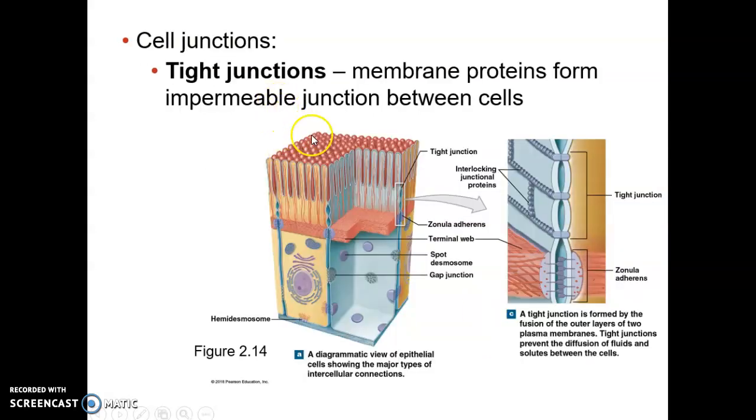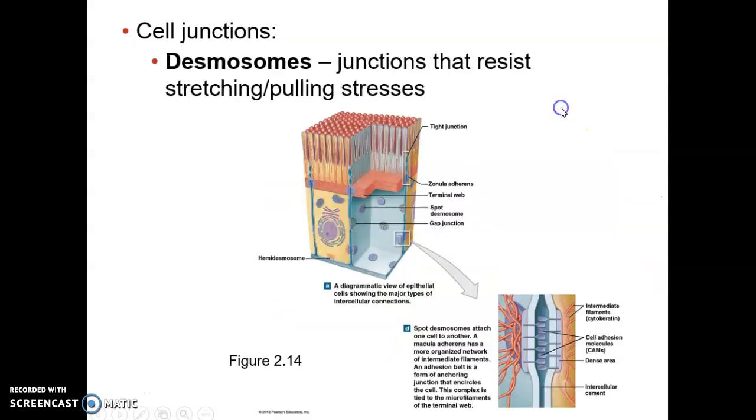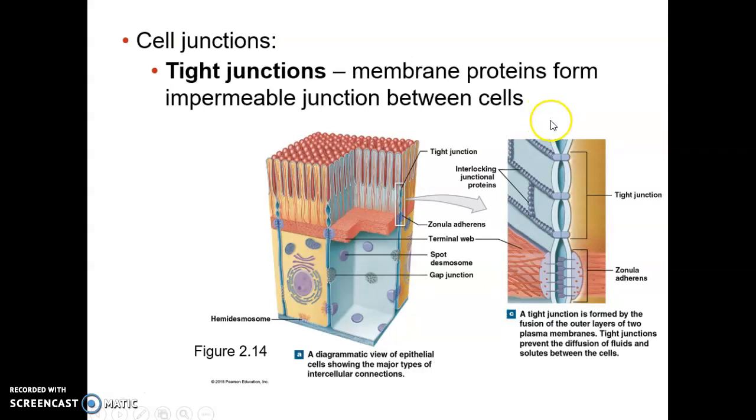Tight junctions kind of do what the name implies. Produces nice tight junctions between adjoining cells. So this in light blue is a plasma membrane of one cell. This is its neighboring cell. Tight junctions generate an impermeable barrier or an impermeable junction between cells so that material cannot sneak between cells.